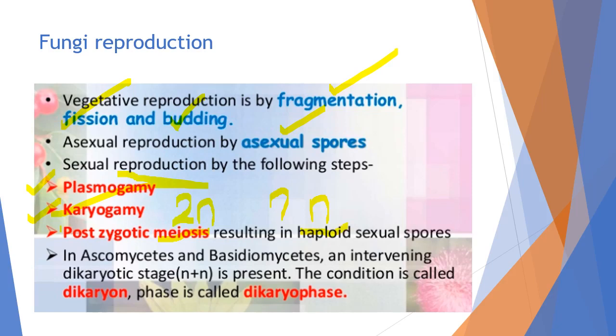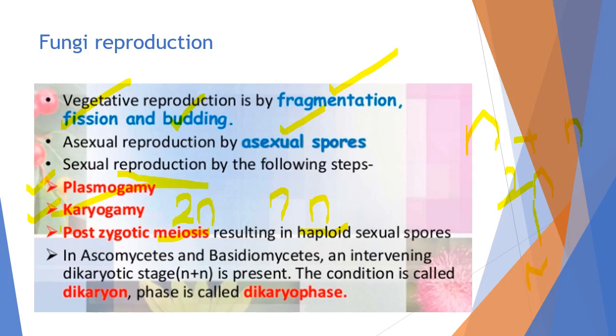Clear? So first n, then n plus n, that is a haploid. Two haploid mycelium get fused together and you are getting 2n. And this condition is a diploid. And what will happen in this 2n? The meiosis will take place.